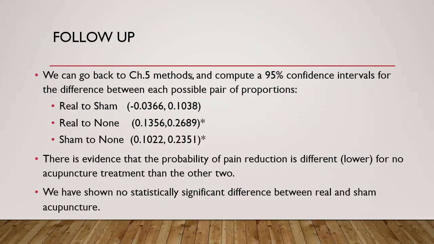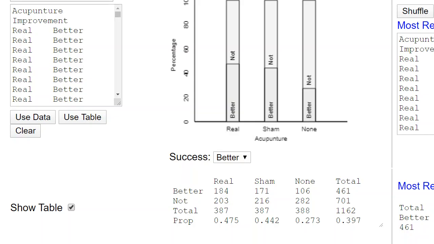All right, so that's what this slide is showing, the same calculation. So we do have evidence that the proportion of people with pain reduction is lower for no acupuncture treatment than for the other two. All right, one last thing. So that's sort of where you would conclude, and then you could talk about generalization. Well, this study was done in Germany. Does it generalize? What kind of back pain was it? That kind of thing. I want to show you one last thing.